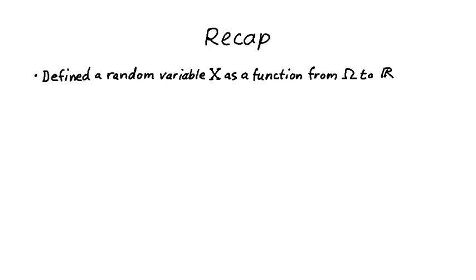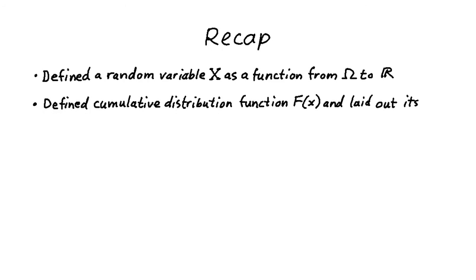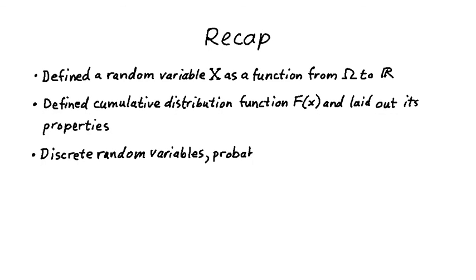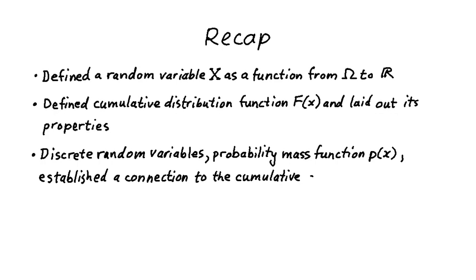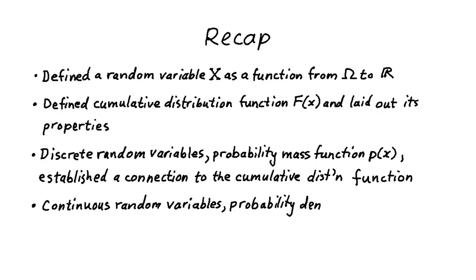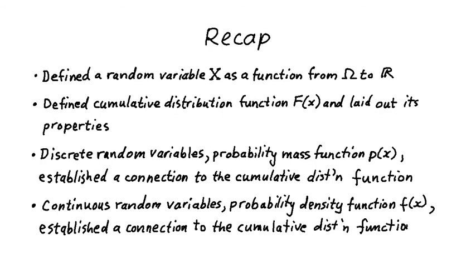Let's recap. In this video, we defined a random variable to be a function that turns outcomes from the sample space into real numbers. We defined the cumulative distribution function and laid out its various properties. We talked about discrete random variables, introduced the probability mass function for a discrete random variable, and we established a connection between the probability mass function and the cumulative distribution function. We did pretty much the same thing for continuous random variables, though in this case our discussion surrounded the probability density function.